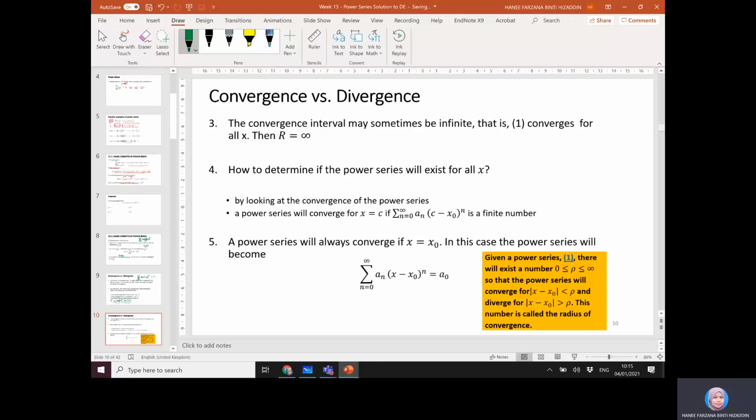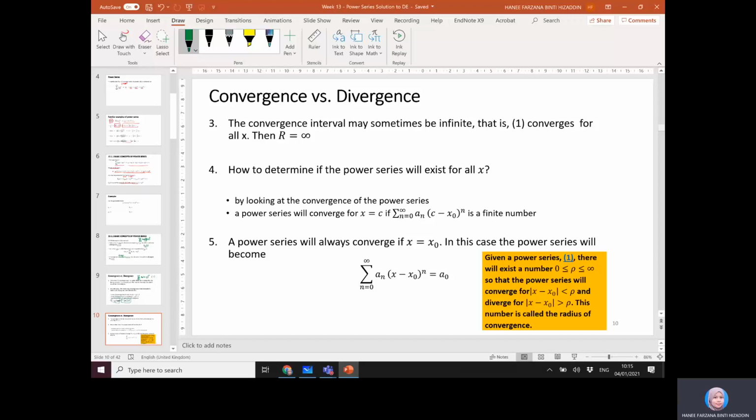But now how to determine if the power series will exist for all values of x? Because we know that not every series will exist for all values of x. So it makes sense to ask if the power series will exist for all values of x. This one we can find out by looking at the convergence of the power series.